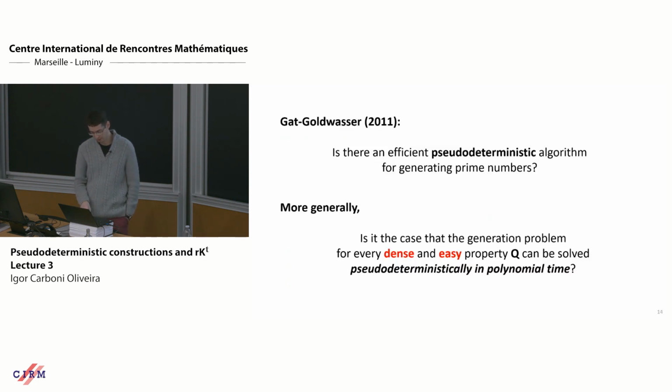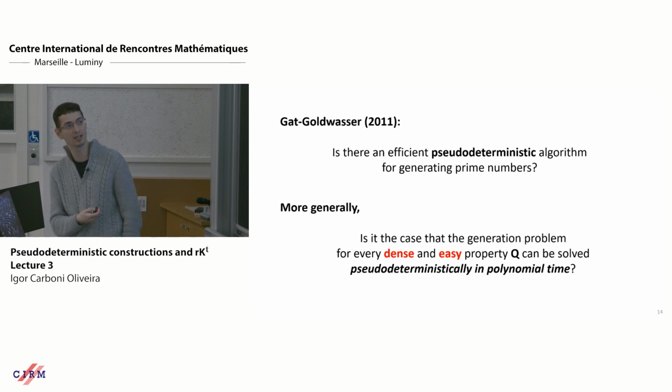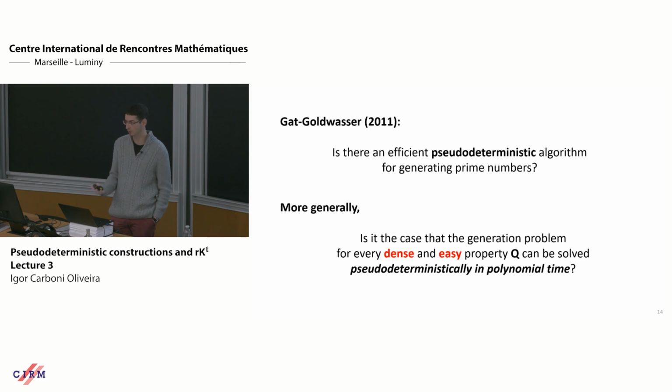There are many papers on this topic at the moment. Not just primes, you could ask more generally, if you have a dense property that is easy to decide, can you generate yes instances in pseudodeterministic polytime? Okay, and we'll be interested in this question.